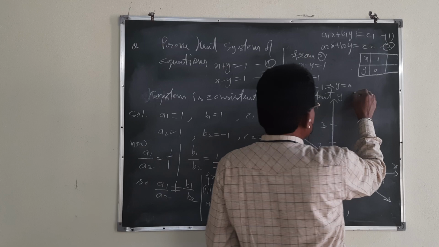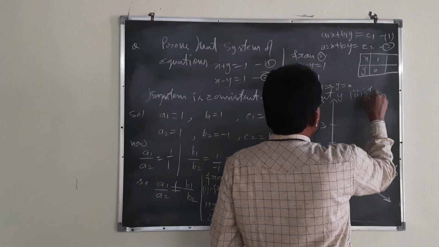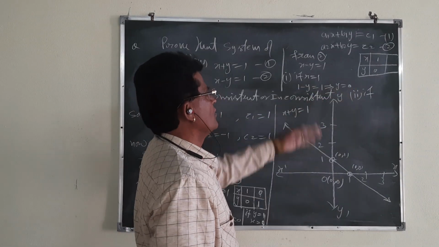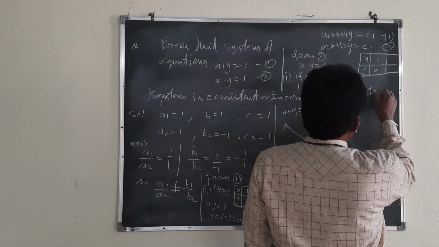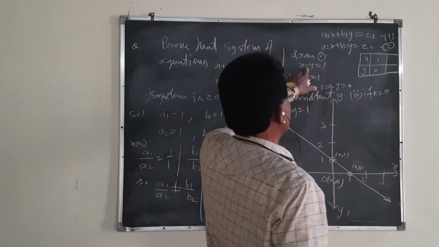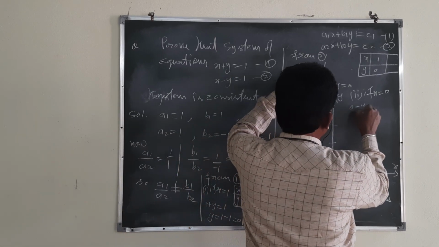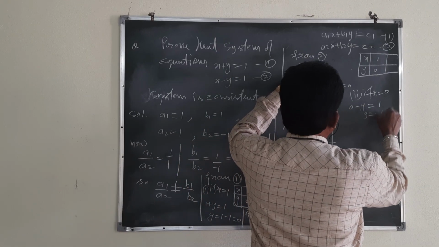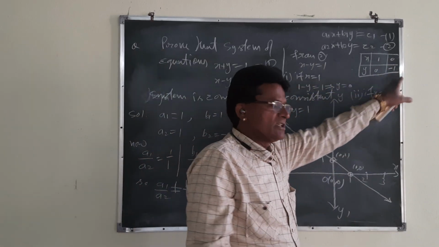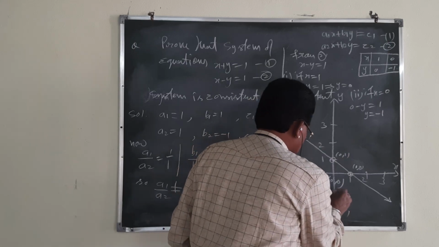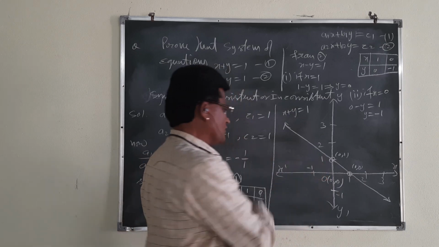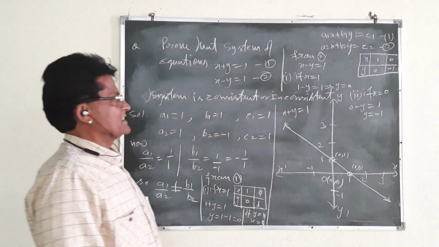Second case I am taking over here. Here I have assumed x is equal to 1. Now I am going to assume x is equal to 0, you can assume that also. Let me take x is equal to 0, you put over here. 0 minus y is equal to 1. So y is equal to minus 1. Y is minus 1. Here also you can take a negative value of x. Let me draw the graph of the second line.